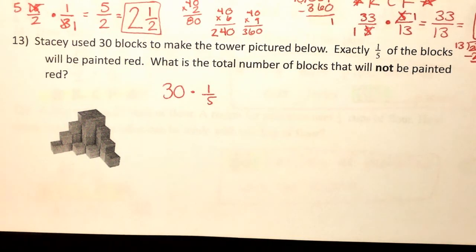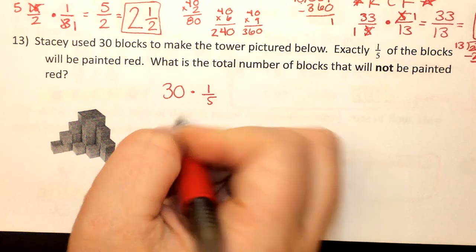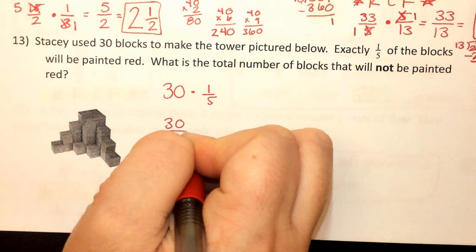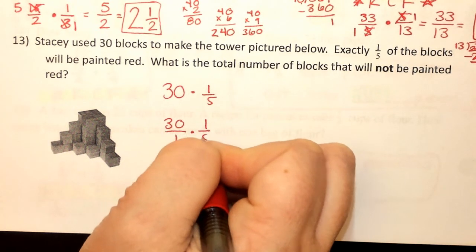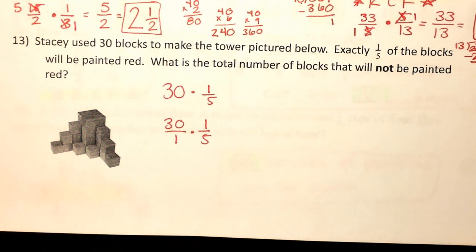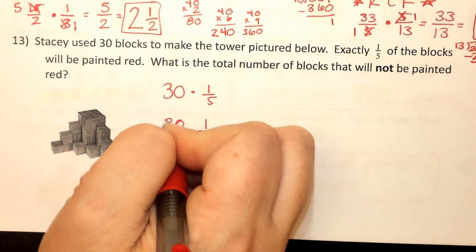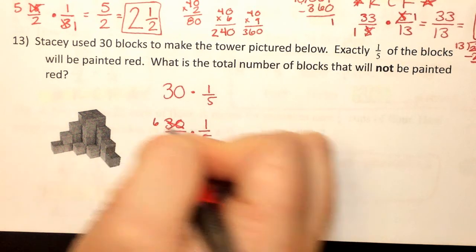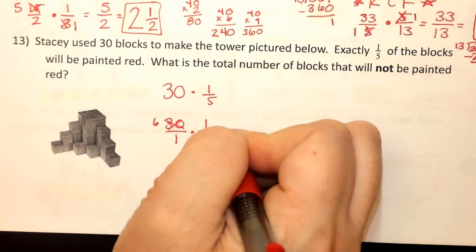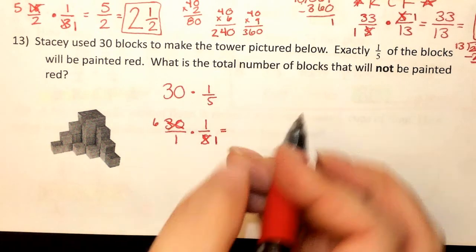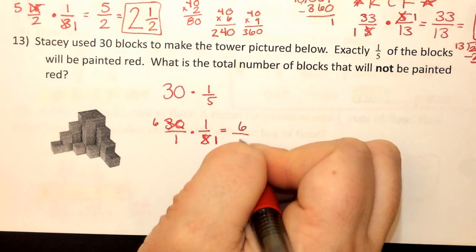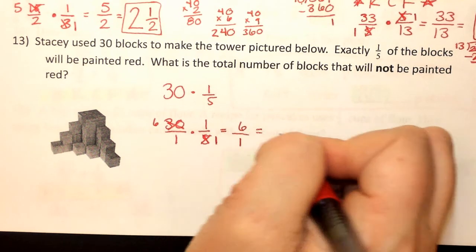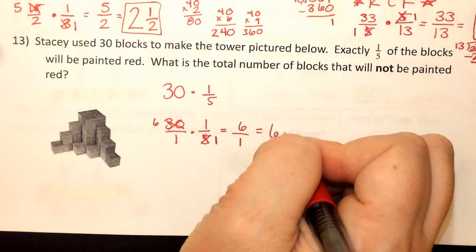Is that a good problem the way I've written it right now? No. What do I need to do to my 30, Easton? Put a 1 underneath. So I have 30 over 1 times 1 over 5. Can I simplify this? Yes. What can simplify here, Morgan? 30 and 5. My 30 is going to become 6, and 5 becomes 1. Okay, so now on the top, 6 times 1. 1 times 1. So that equals 6 blocks, right?